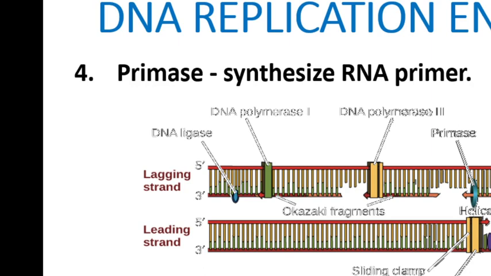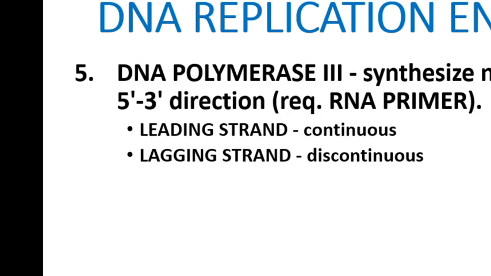But in order for us to elongate a certain replication process, we will be needing another enzyme, which is now your DNA polymerase 3. So just take note that we have what we call the priming or the anti-parallel positioning of your nucleotides.